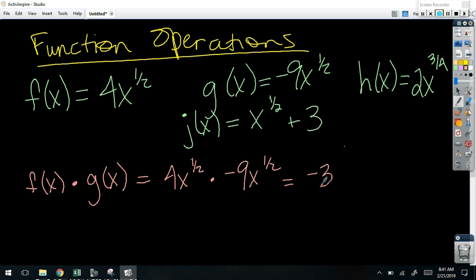Negative 36. No, wait. Oh, I know, you add them. You add them. So you're done. Wait, I thought you couldn't do that.